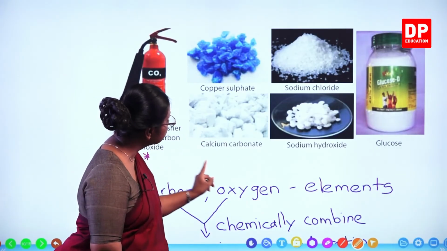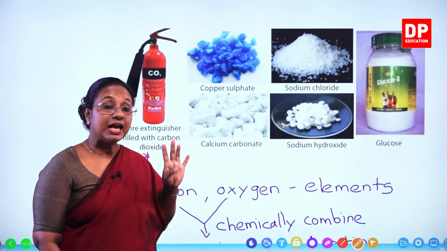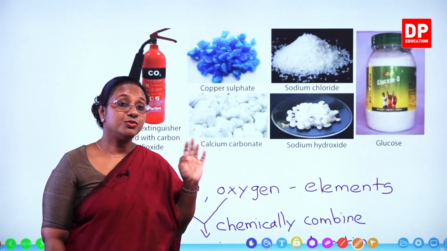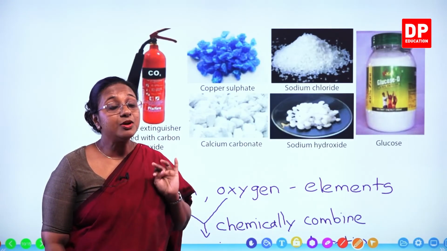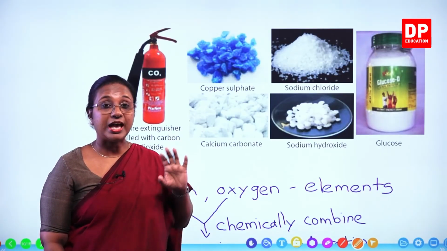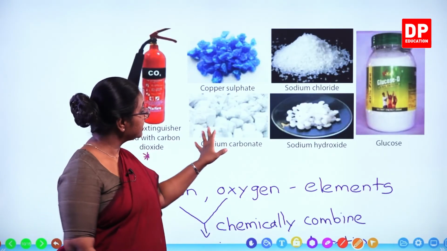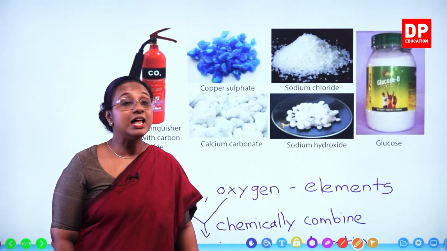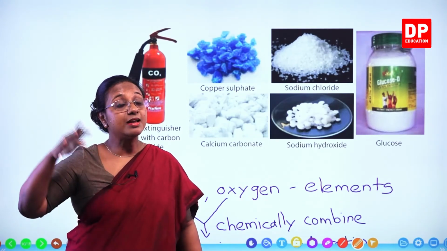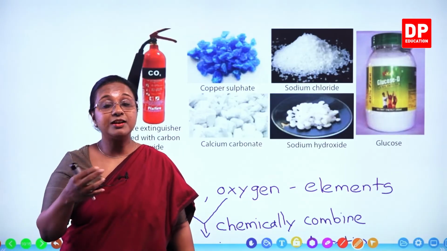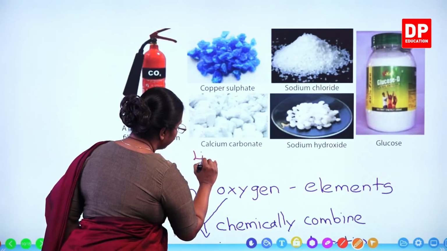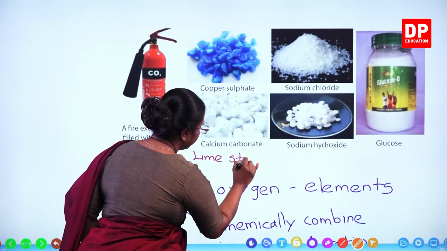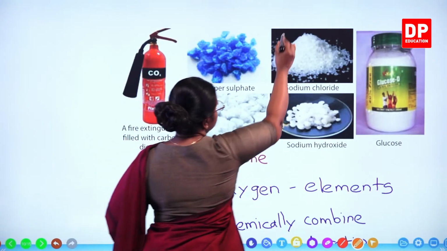Then we have calcium carbonate. So you know there is calcium, there is carbon, and also there is oxygen. Calcium carbonate is what we call limestone. You would have seen limestone rocks when you travel around our country. So this is limestone. This is also something familiar to you. This is limestone. This is salt.